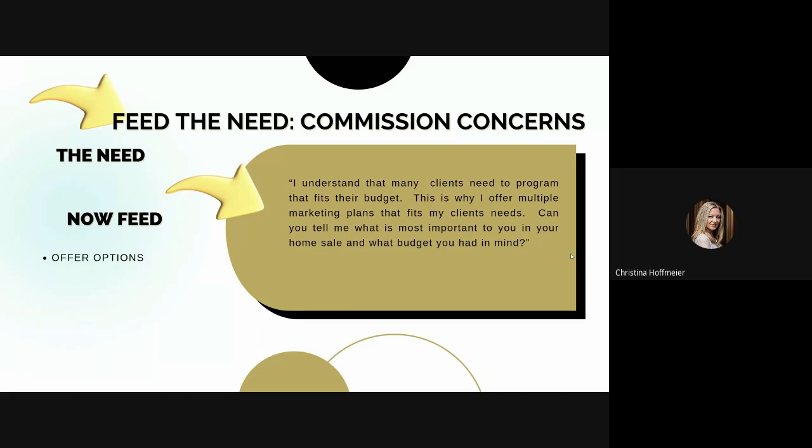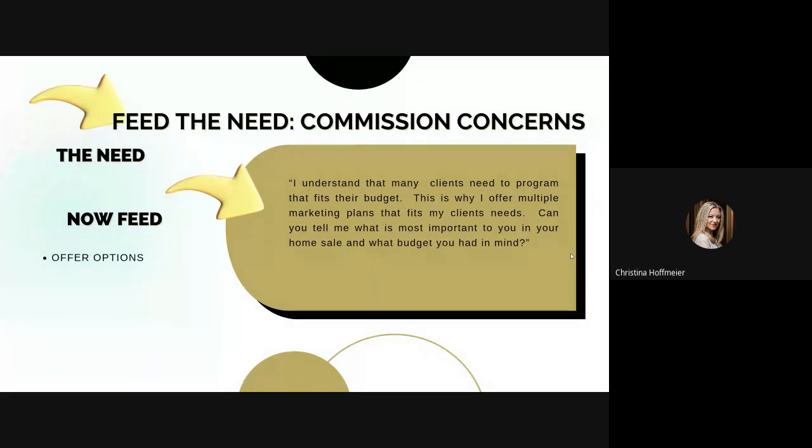They want multiple signs. They want boosted posts all over social media. They want boosted Google ads. And all you can hear in the back of your mind is cha-ching, cha-ching, cha-ching, with all of your money leaving your pocketbook for what you're going to be spending on marketing this property. So that is something you're going to have to take into consideration when it comes to commissions.